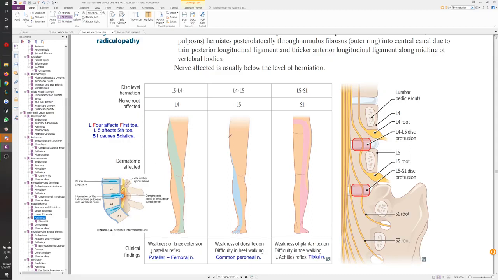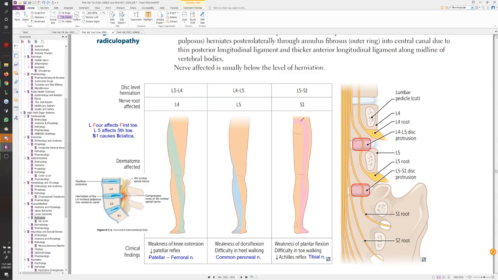So the nerve being affected is the second number. If the disc that came out is between L3 L4, it's going to come out and squeeze the L4 nerve. Okay, similarly here and here as well. Now, S1 is the easiest one.